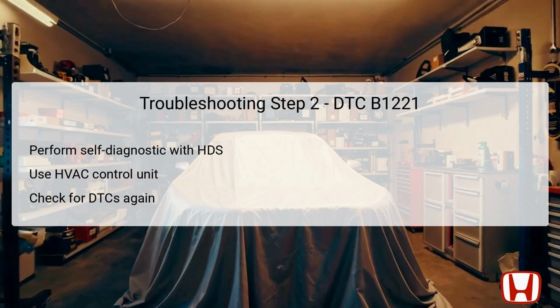After completing the self-diagnostic, check for any new DTCs or confirm the persistence of B1221 or its variation, G in mode. Acknowledging whether the DTC still appears will guide your next troubleshooting direction, ensuring an effective diagnostic path forward. If the DTC is gone, it suggests a temporary issue.